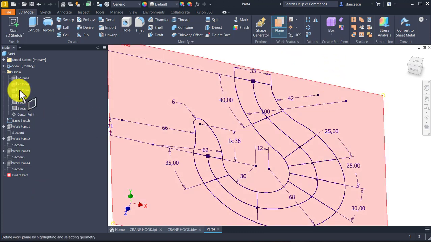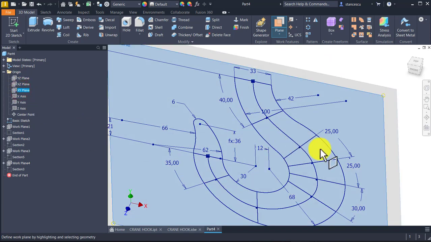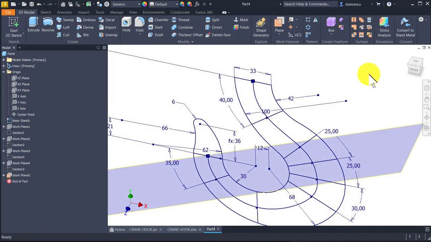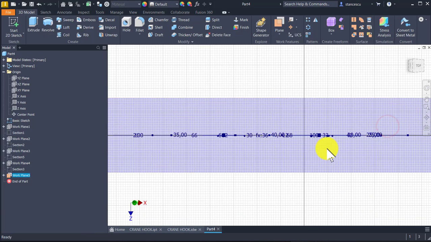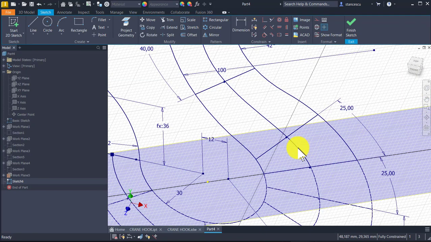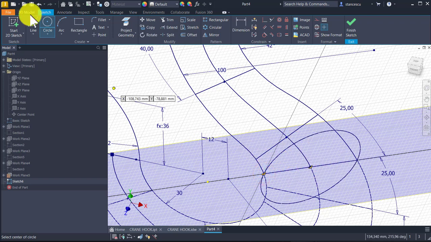Plane, XY, section 4, OK. New sketch, F5, projection of the diameter, circle, center, and when it's green is good.